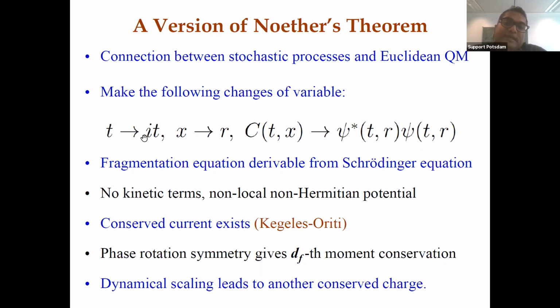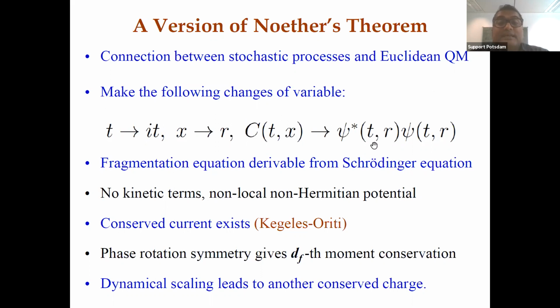Namely, we make time purely imaginary, send t to it, and x, as we know that x is the length of segments, we send to r, because r is the radial variable, radial coordinate if you like, whose value cannot be less than 0. And then the density function c, we can write as this, some wave function squared.